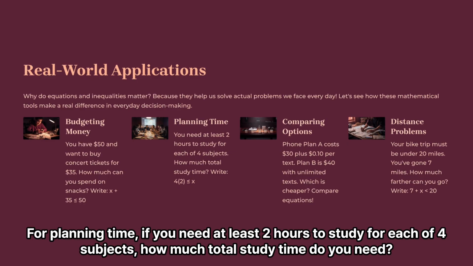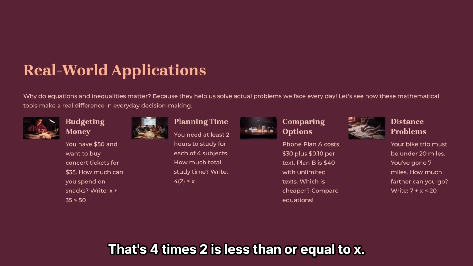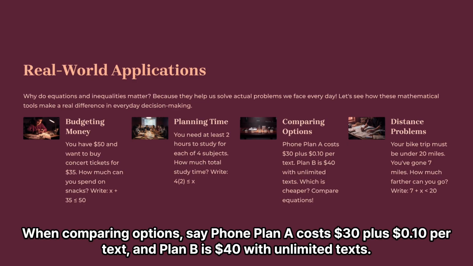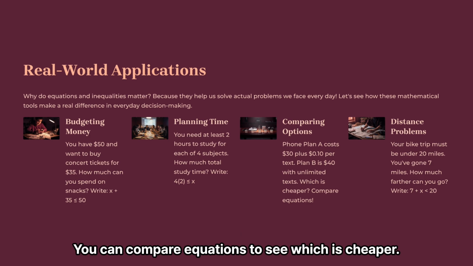For planning time, if you need at least 2 hours to study for each of 4 subjects, how much total study time do you need? That's 4 times 2 is less than or equal to x. When comparing options, say phone plan A costs $30 plus 10 cents per text, and plan B is $40 with unlimited text. You can compare equations to see which is cheaper.